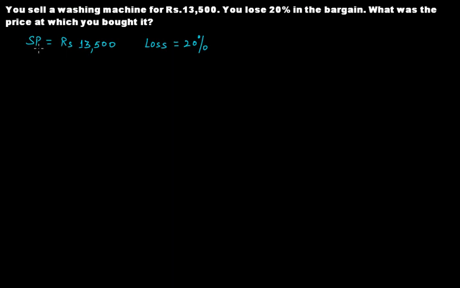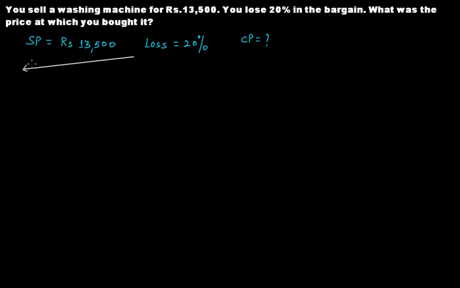So you know the selling price, and when you were selling this washing machine, you were trying to bargain with the customer, and in that bargaining you actually made a loss of 20%. So what was the actual cost price, the price at which you bought it? So we have to calculate the cost price that we don't know. Now we can solve this problem too in two different ways. Let us take the first way.